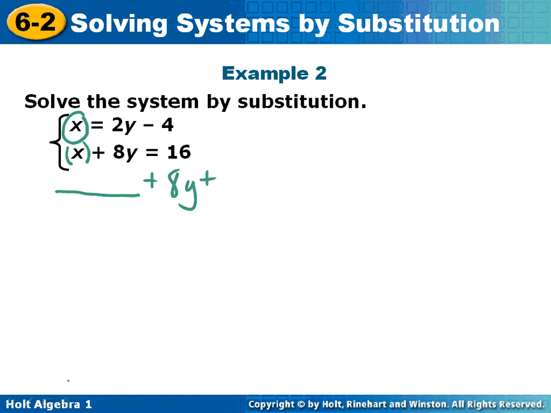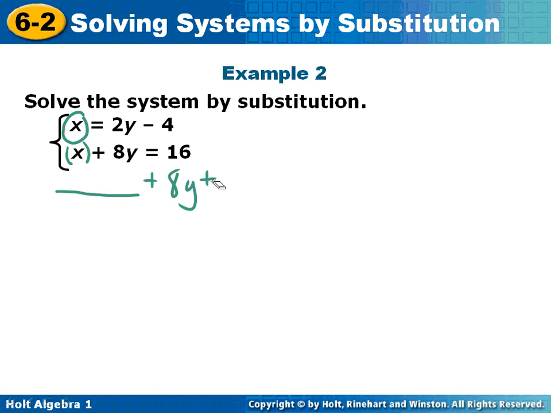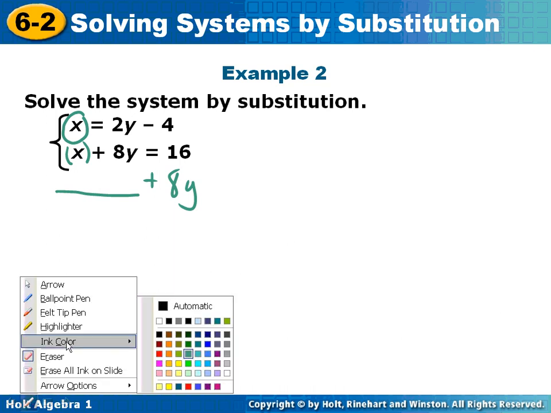Whoops. That's an equal sign right here. So I'm going to take everything out. Oh, come on. Come on, little guy. There we go.